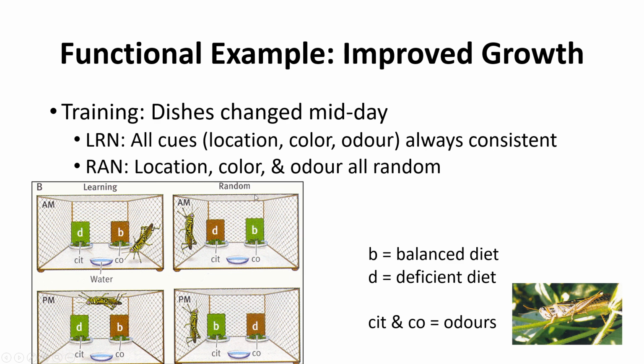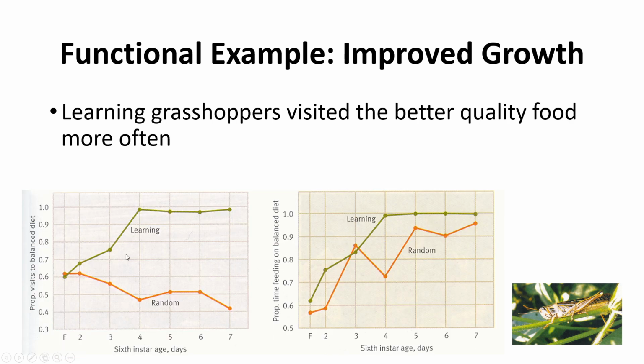But basically this group, because of that random changing, they prevented those grasshoppers from learning any kind of association. So they couldn't predict which of the plates would have the deficient food and which would have the balanced food. At least that's the theory here. So let's look at the results.